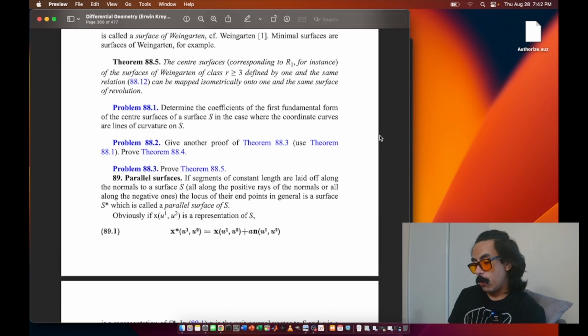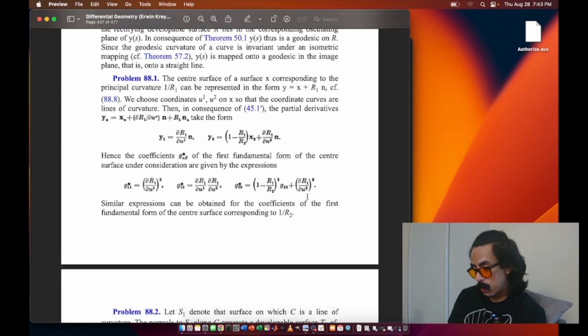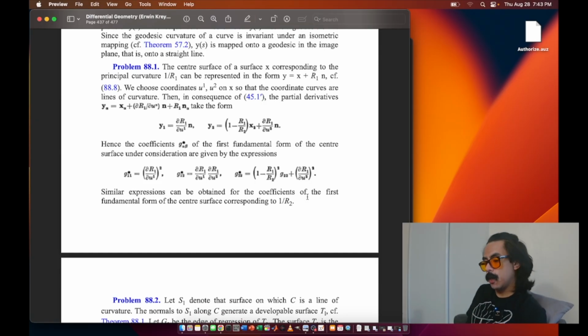Problem 88.1. Determine the coefficients of the first fundamental form of the center surfaces of a surface S in the case where the coordinate curves are lines of curvature on that surface. The solution of problem 88.1 is as follows. Classic plug and chug these coefficients here.